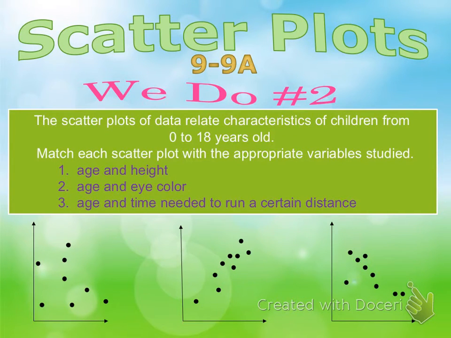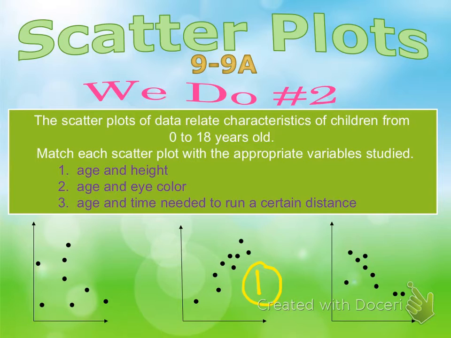So what would be some things? Let's look at the scatter plots of data related to characteristics of children from 0 to 18 years old. We're going to match each scatter plot with the appropriate variables studied. How would age and height compare? If you think about it, as you get older, so the number increases, your height generally increases. So if both of them are increasing, remember, that's a positive correlation. So that would be this middle graph right here. It shows a positive correlation.